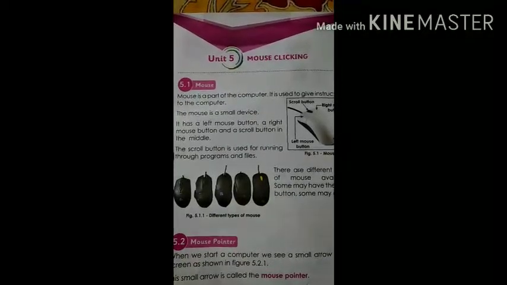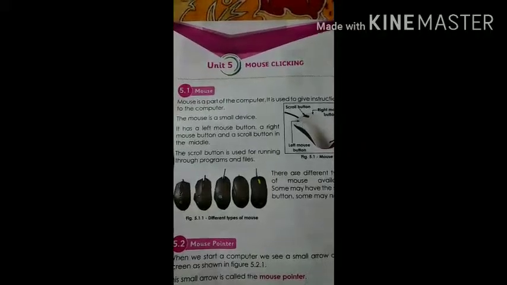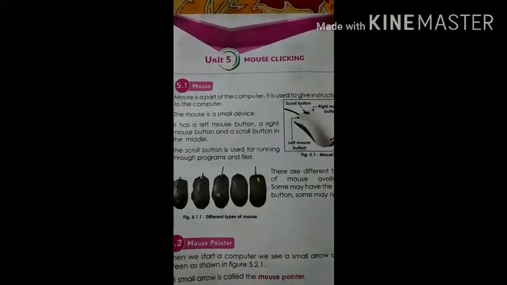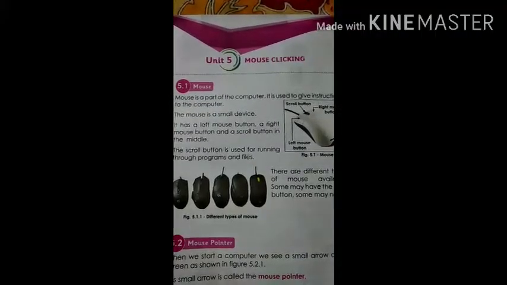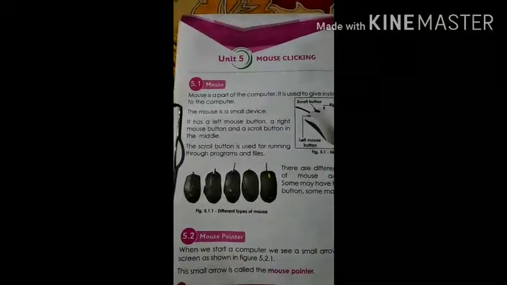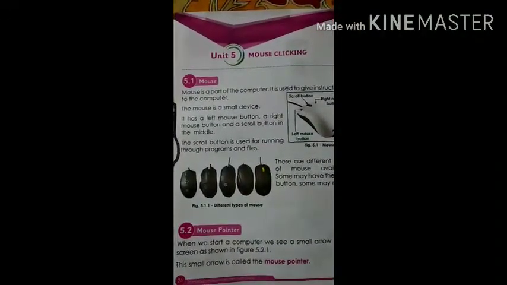So students, in the previous lecture we learned about the parts of computer. In that we learned about monitor, keyboard, mouse, CPU, speaker, printer, microphone. These are all parts of a computer. Today we are going to start our fifth chapter, that is mouse clicking.